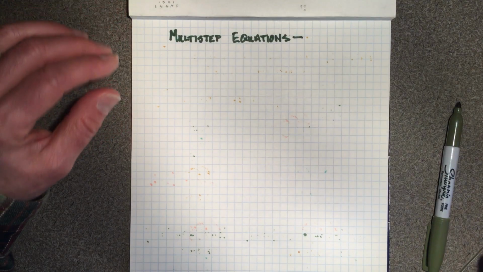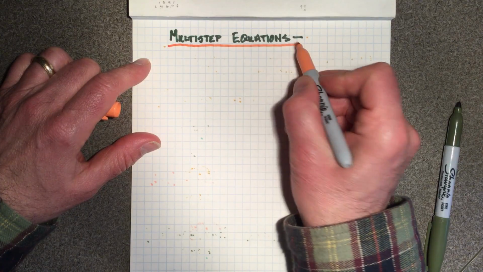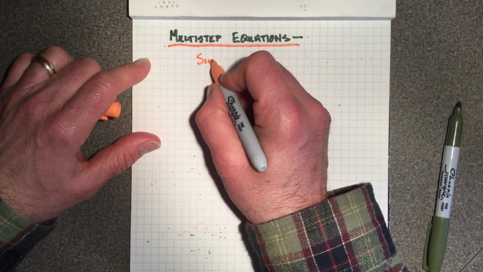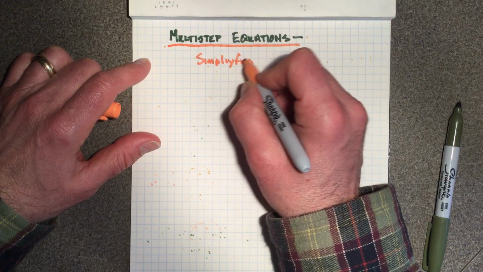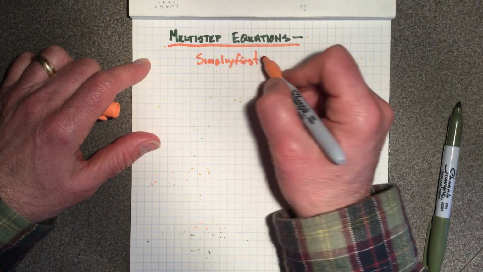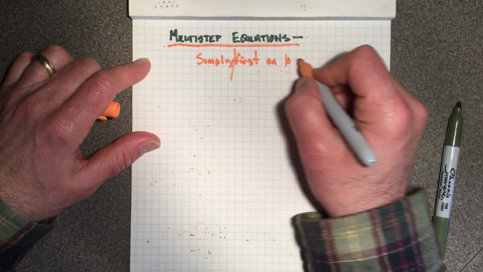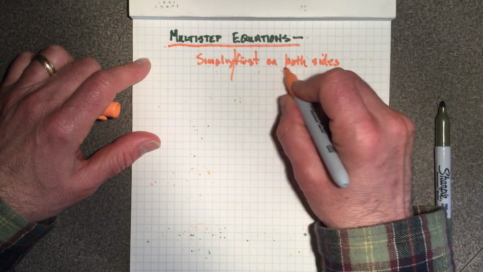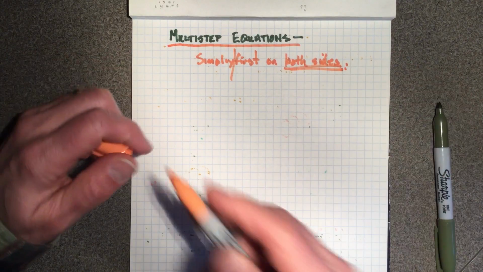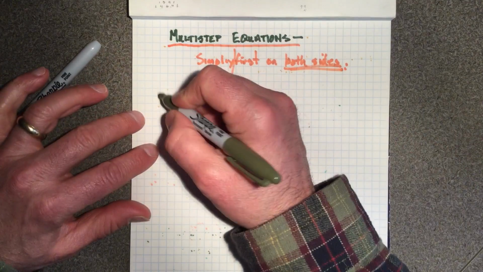And the name of the game when you ever say multi-step equations is to simplify first on both sides of the equation. So I'm just going to do a couple of these. We'll see how you do.